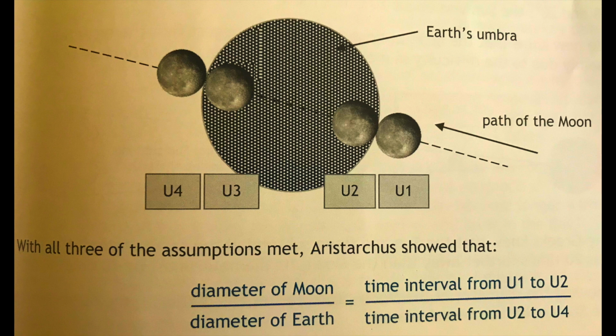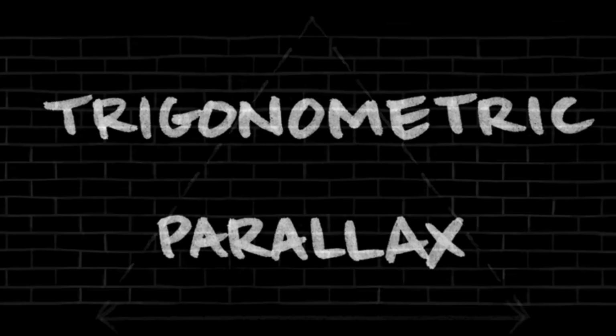So this diagram I'm showing you now is incredibly important, because if we take all these three assumptions I've just introduced you to, Aristarchus showed that the diameter of the Moon divided by the diameter of the Earth is equal to the time interval from U1 to U2 divided by the time interval from U2 to U4, and that's incredibly important. It won't be mentioned in the GCSE examination, you just need to know that. Okay, so maybe I ought to show you an example of how we could use that when we're back at school.